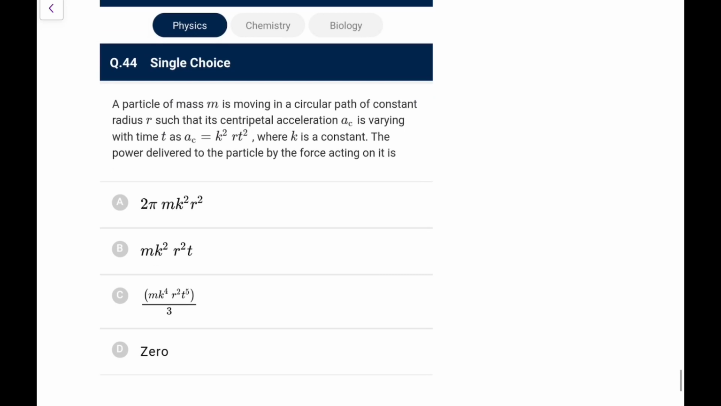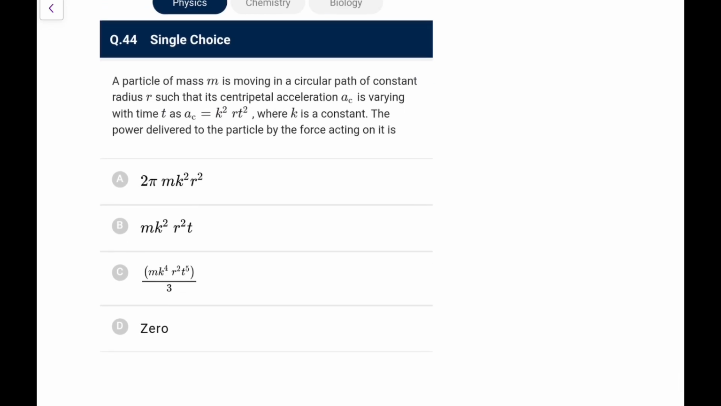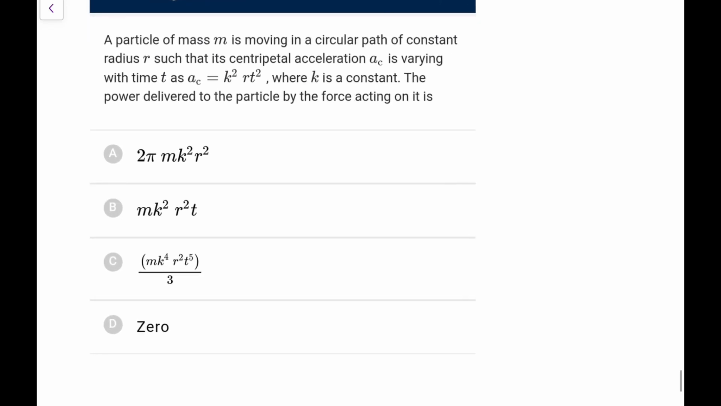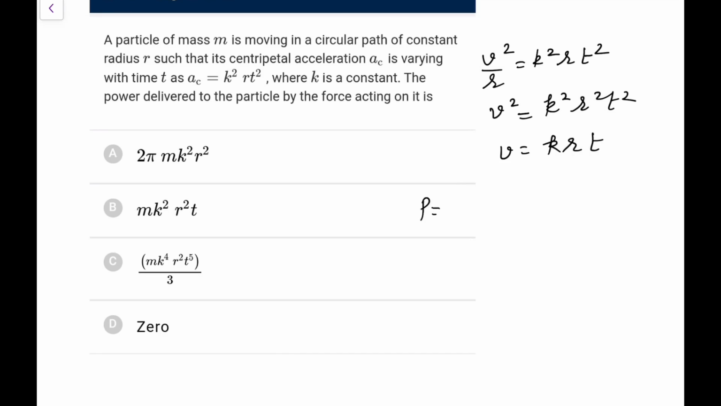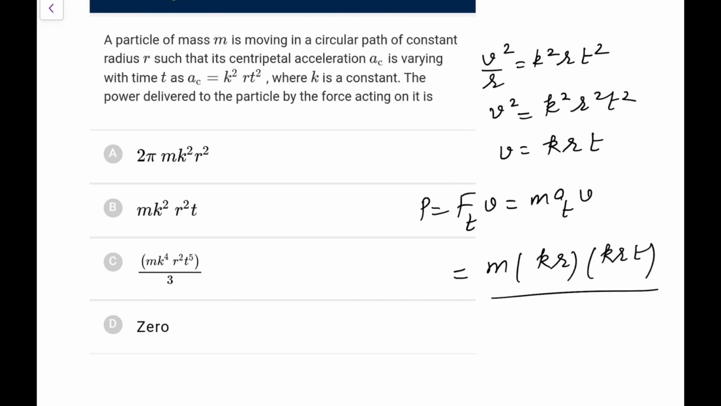Next one, a particle of mass m is moving in a circular path of radius r such that centripetal acceleration varies with time like this. So the power delivered is, AC, you know, is v square by r, that is k square r t square. This is a very famous question you must have done. V square is k square r square t square, so magnitude of v is k r t, and we know the power is F t v. Tangential force delivers power, which is m at into v, and at is simply dv by dt. Speed derivative would be k r, and v is k r t. So it is m k square r square t. Go for option B in this particular case.